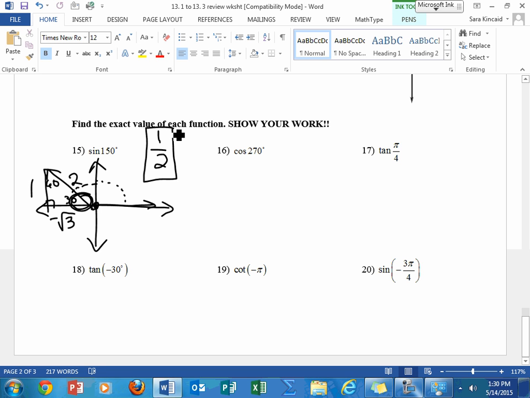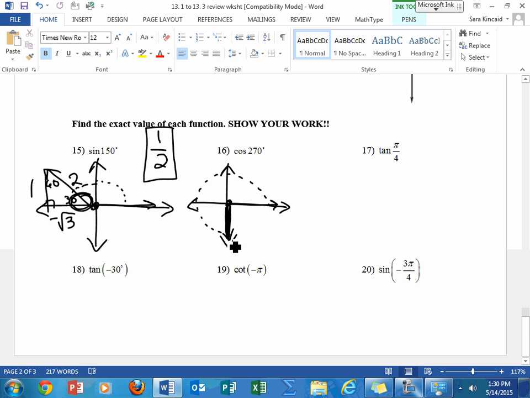Now, number 16 is the cosine of 270. So we'll try to draw 270 degrees here. 270 goes around like this, stops right here. Now, can I draw a triangle from where I ended? No, I can't draw a triangle straight up to the x-axis. I can't go horizontal or diagonal. I have to go straight up and down. I can't draw a triangle there.